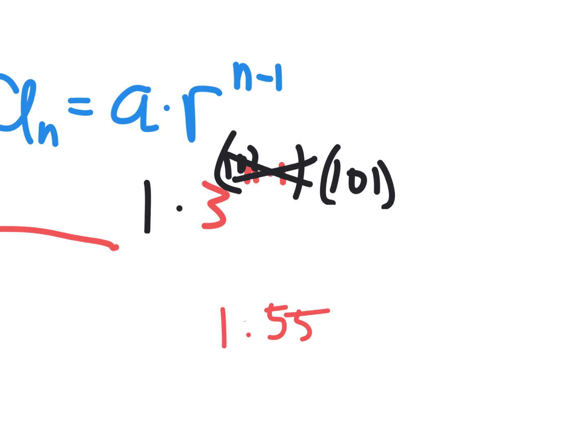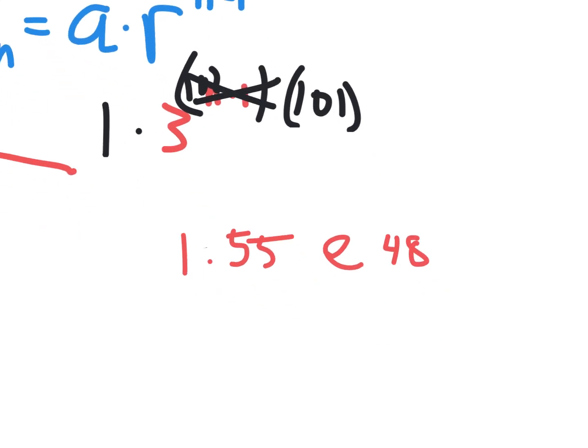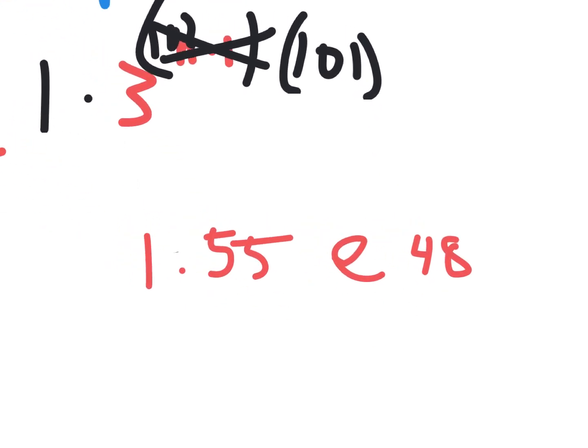1.55. And then does it say E? And then what? 48. 48? All right. So if you wrote that, I feel like you would not be telling me that you don't know what that means. Because E is a completely different thing. It's not, it's 2.718, and that's not really what the calculator's saying. Can you interpret it?